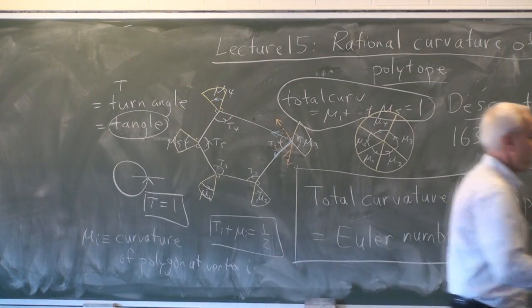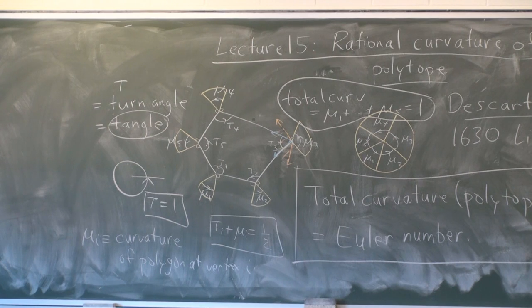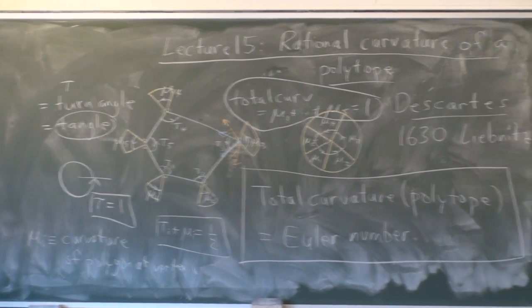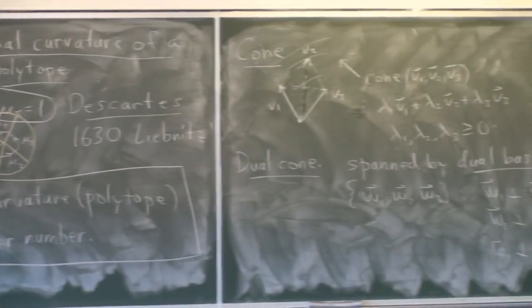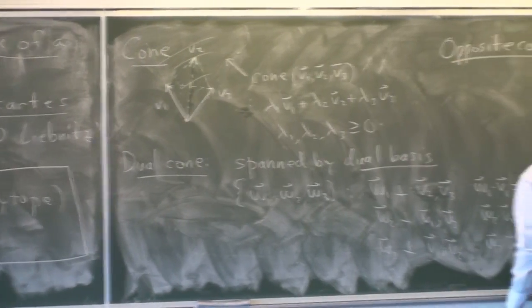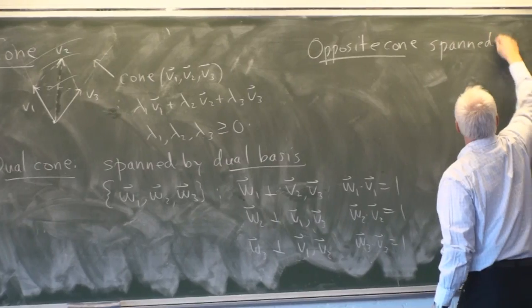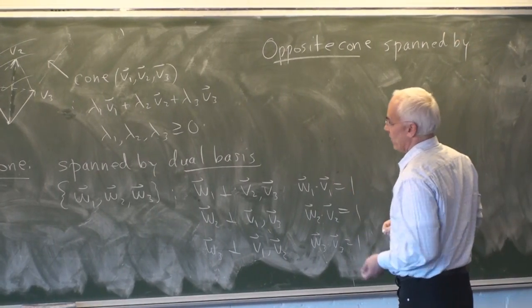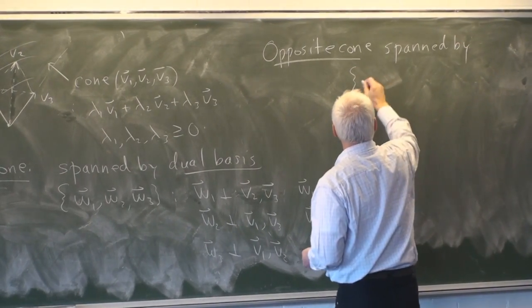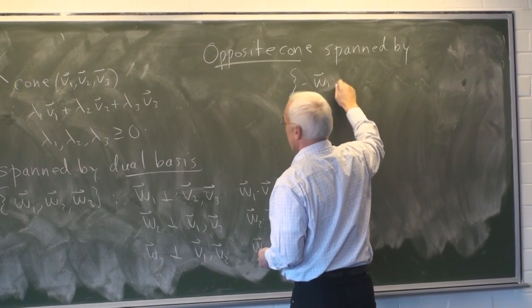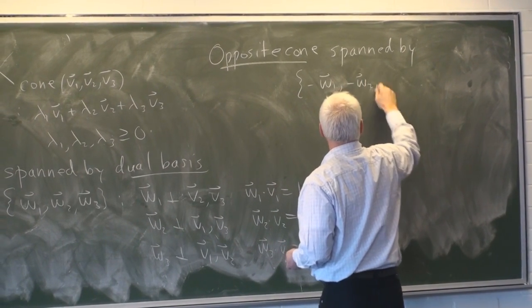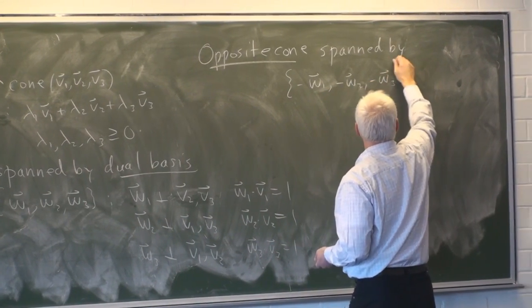I'll just write that down. So let's say the opposite cone. The opposite cone is spanned by the negatives of the dual basis vectors. So minus w1, minus w2, minus w3.